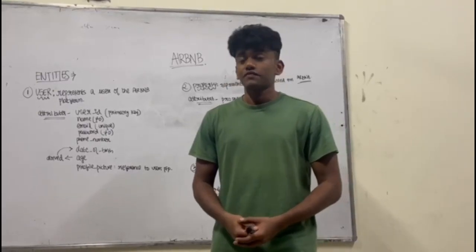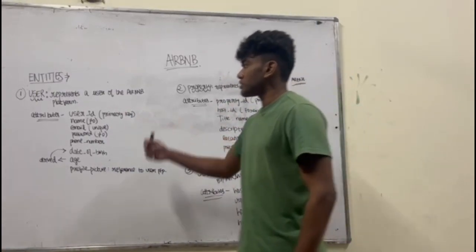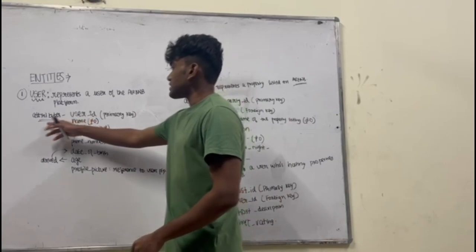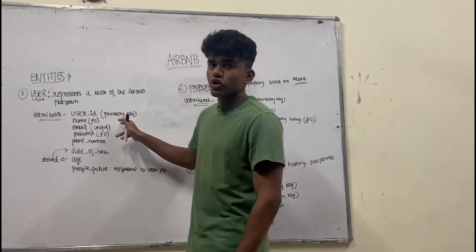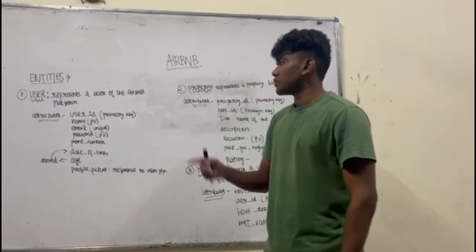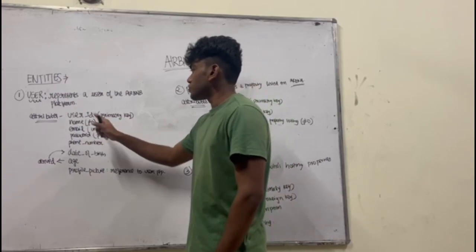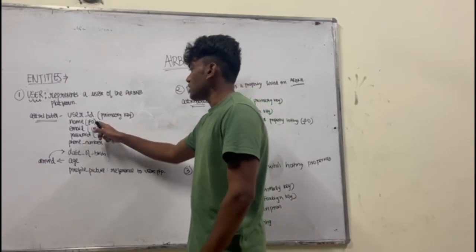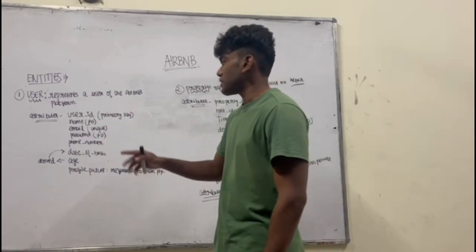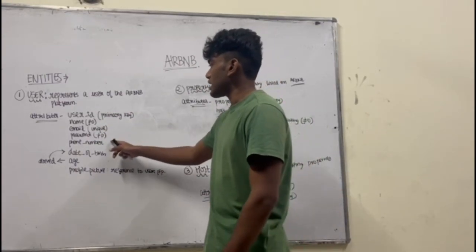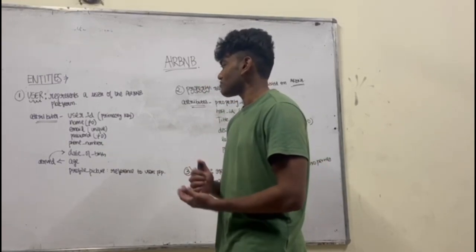Coming to entities, we have user, property, and host. Talking about user, we have user ID as an attribute. We have user ID as the primary key. Primary key should not be null, and it should be unique. Then we have the name, which should not be null, and then we have the email, which should be unique, which means only one email should exist. Password should also not be null.